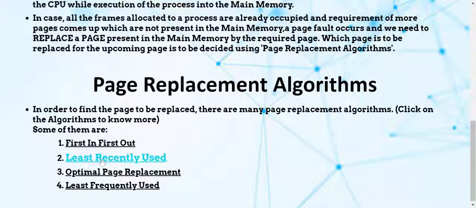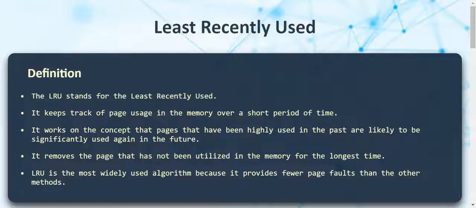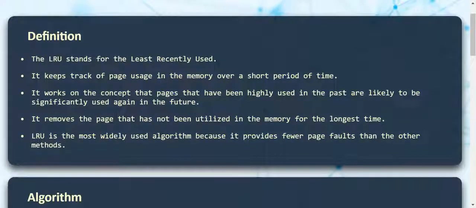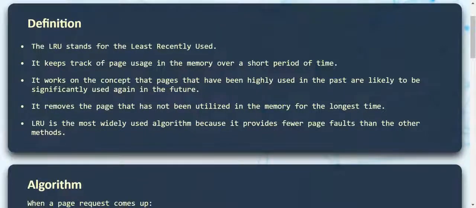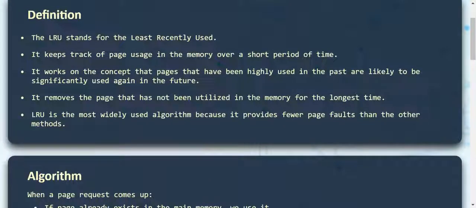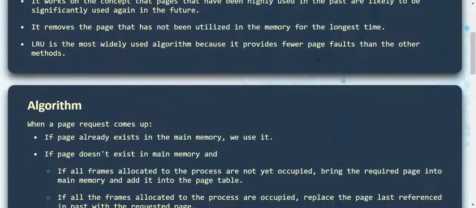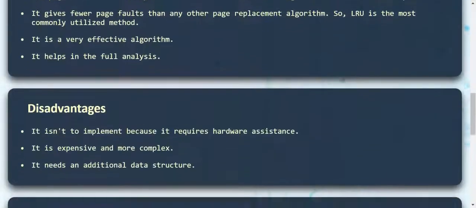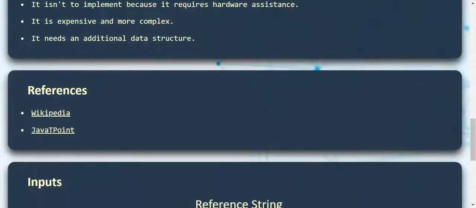Next algorithm is LRU, that is least recently used. It keeps track of page usage in the memory over a short period of time. It works on the concept that pages that have been highly used in the past are likely to be significantly used again in the future. It removes the page that has not been utilized in the memory for the longest time. Here we have written the algorithm, advantages and disadvantages, along with the references.